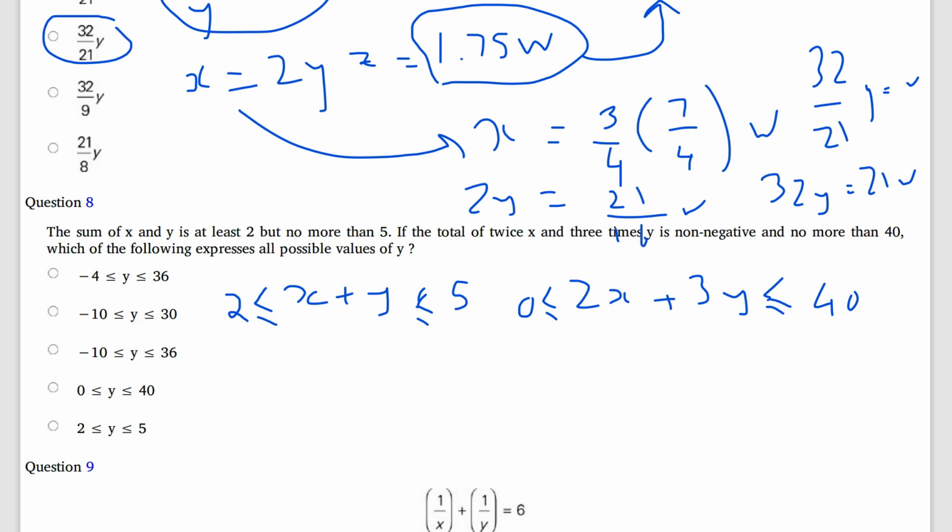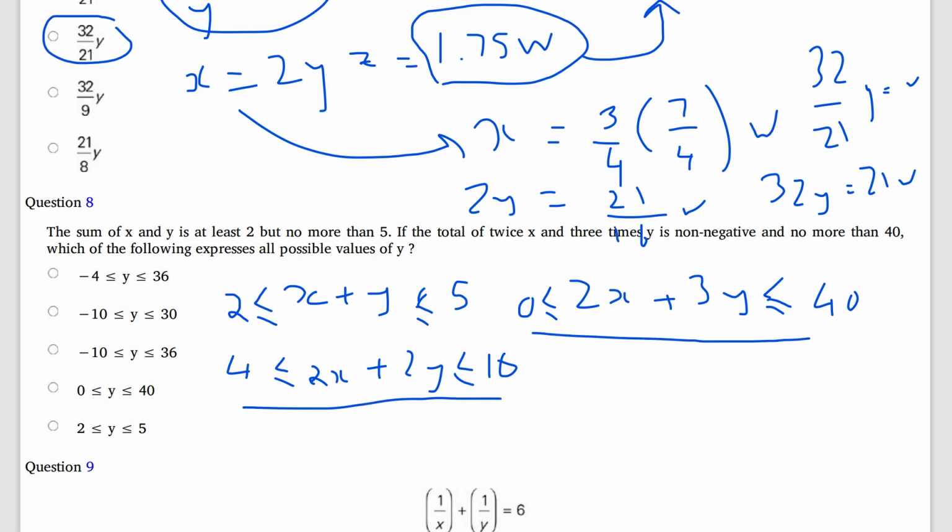Okay, what's the question? Which of the following expresses all possible values of y? Well, I've got a 3y on the right here. So if I double this inequality, I would get 4 is less than 2x plus 2y, and then I've just got a y left out, which is 10. So notice I've got 2x plus 2y, but this is 2x plus 3y. How does that help?